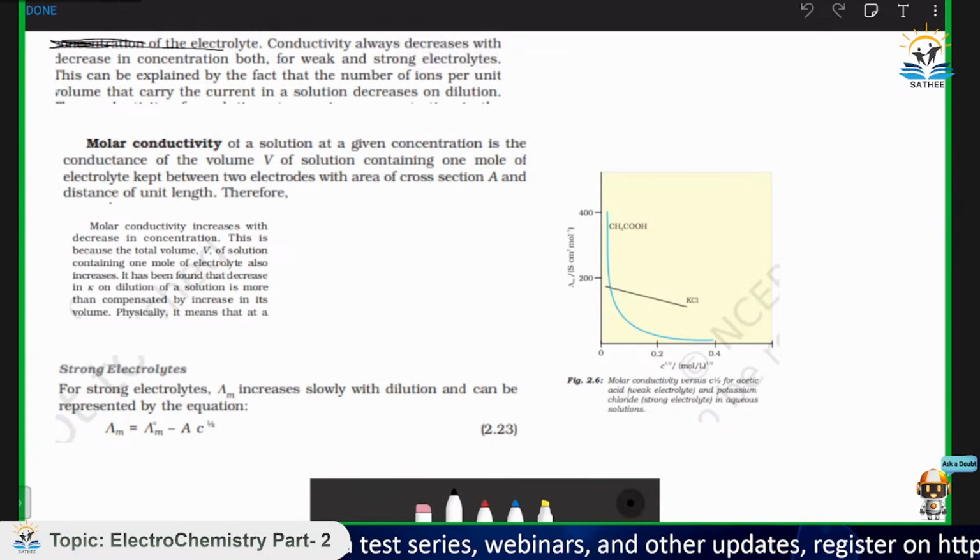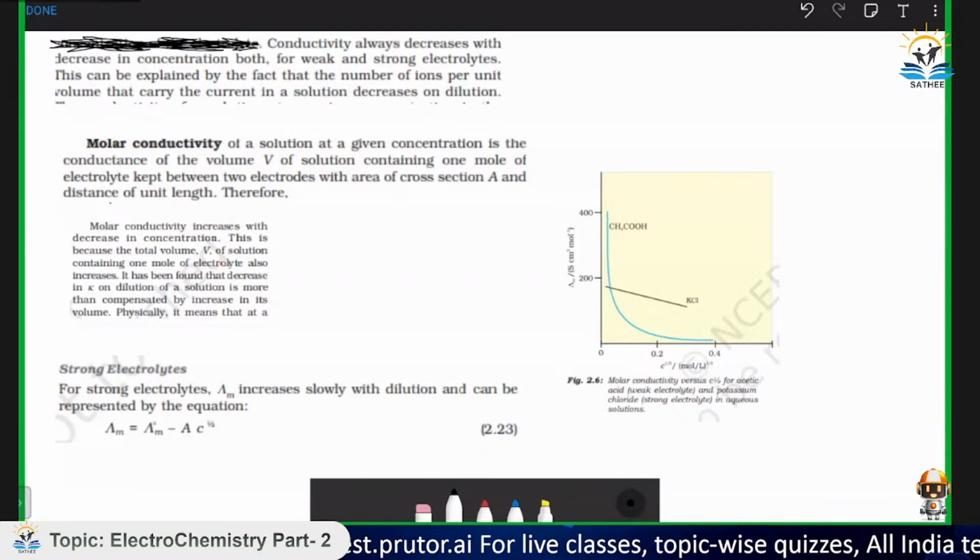Conductivity is basically conductance per volume. So if concentration decreases, your number of moving charges decreases, so conductivity decreases.